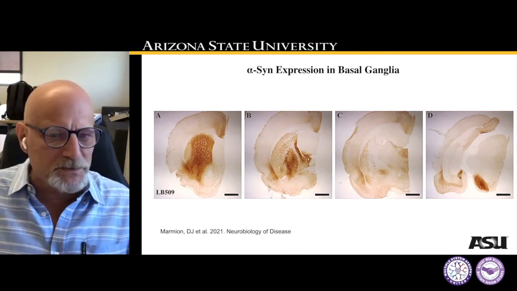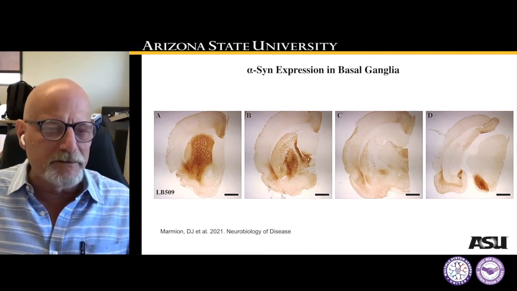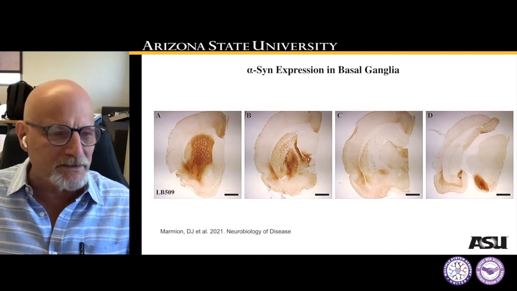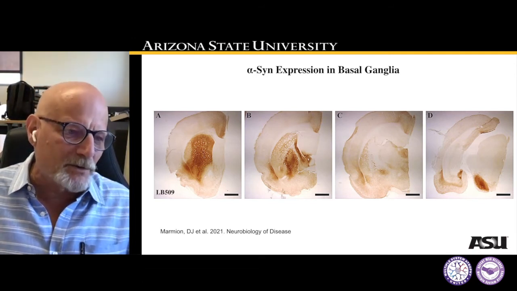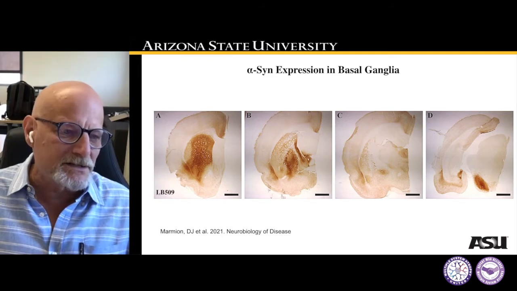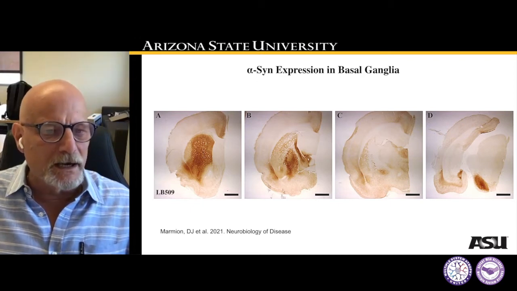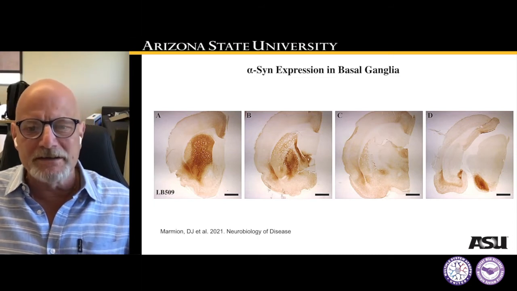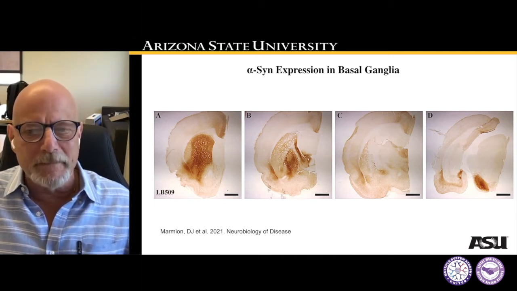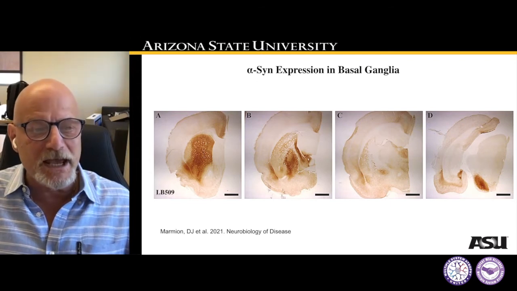One of the interesting things is we're able to see spread of the transfection around the basal ganglia. Here's LB509, which is for total alpha-synuclein. You can see this at the injection site. And then the targets of the striatal neurons, the globus pallidus, seen here in panel B, and also the substantia nigra, which receives striatonigral innervation, is also very heavily transfected from just a striatal injection.